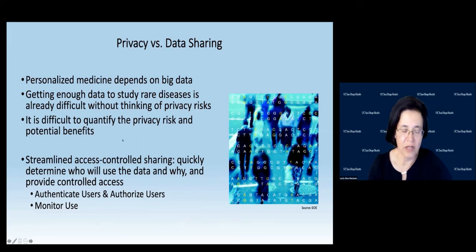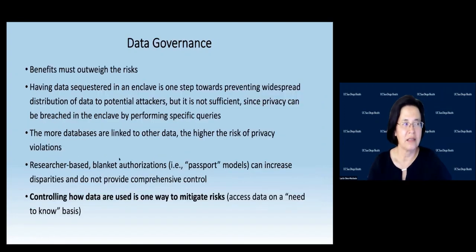It is difficult to quantify privacy risk and the potential benefits because these benefits are all in the future. So streamlining access control sharing will mean quickly determining who will use the data and why, and provide this controlled access. Authenticate users and authorize users, main part of what we're discussing, but also monitoring this use is important. So it's a global process that we need to think about, not just the access. The data governance benefits must outweigh the risks.